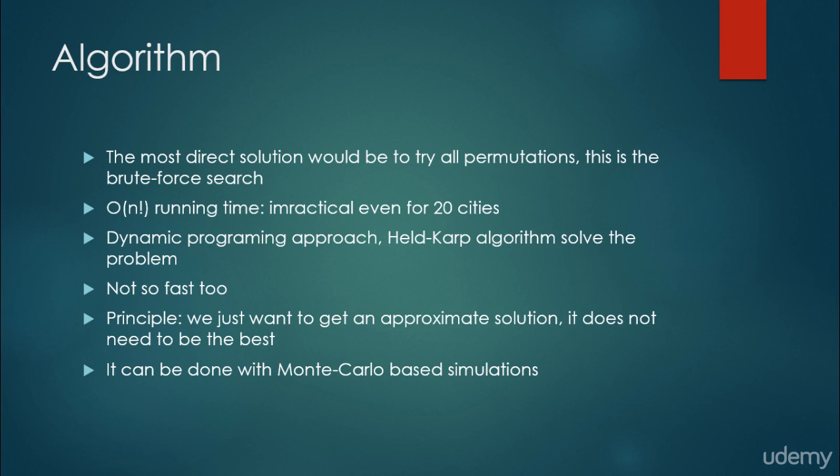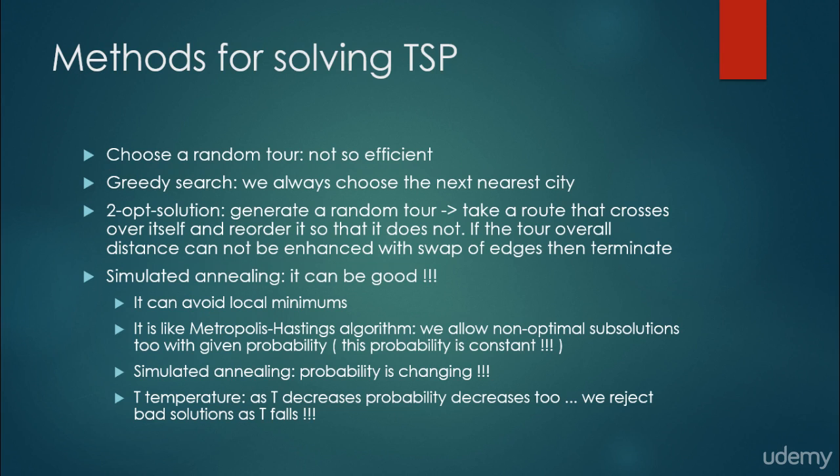So the principle is we just want to get an approximate solution. It doesn't need to be the best. So it can be done with Monte Carlo based simulations. And it's very important nowadays in the 21st century that if we have NP-hard problems, which would be very hard to solve algorithmically, we usually generate random numbers. This is the principle of Monte Carlo simulations, and we just want to get an approximate solution. We know that it's not the best, but it is quite a good solution for a problem. The advantage of these kinds of simulations is that, while not so fast, they are much faster than the brute force search, for example.